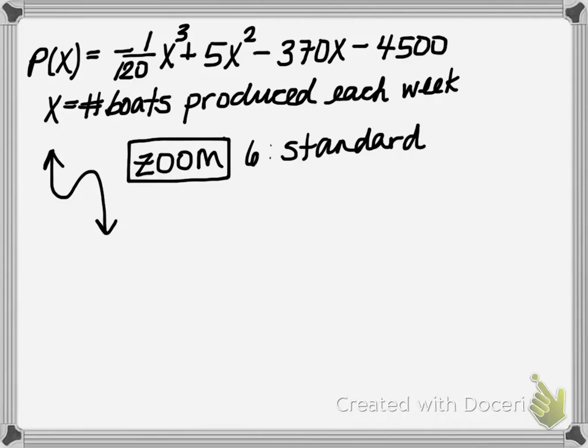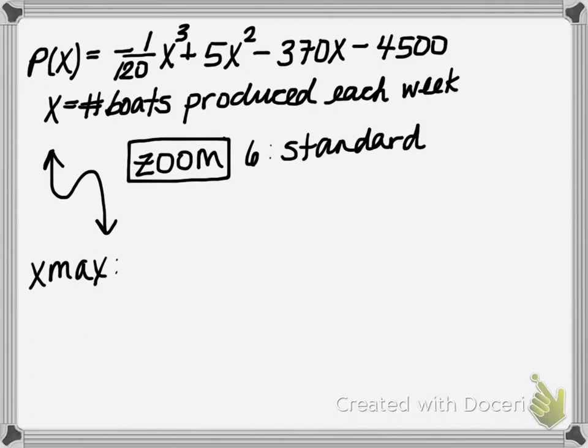So once you have it in, you should notice that you don't see anything on a standard viewing window. And you have to kind of think about why. And it goes back to the variable key. What does X represent? We said that X was the number of boats produced each week. Right now, the production level in the problem was 340 boats. So right now, our X maximum for a standard viewing window is just 10. That represents 10 boats. So clearly that's not large enough if the current production level is 340.